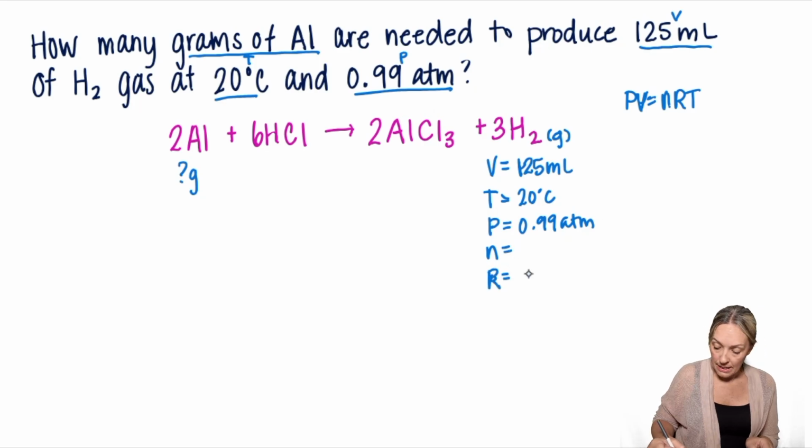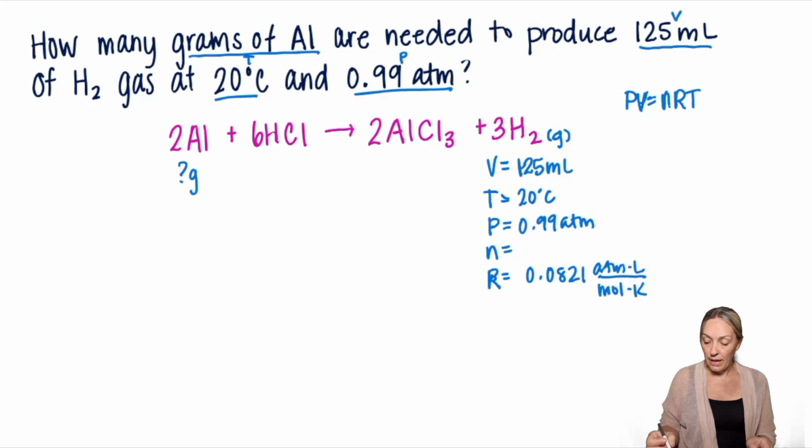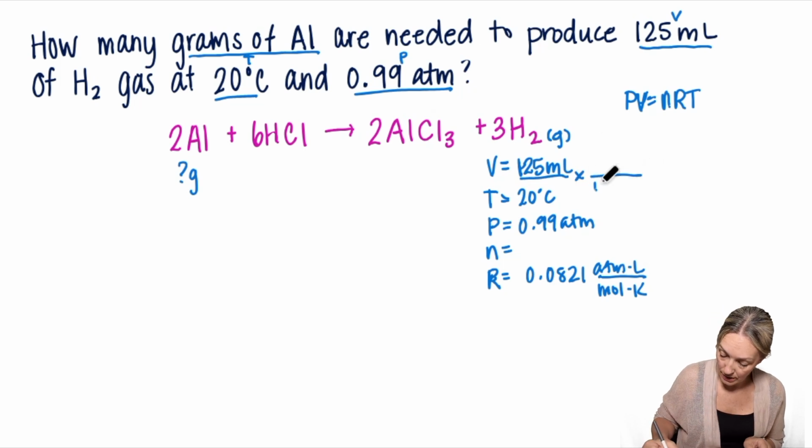I'm missing the n variable and the R variable. When we have atm, the R value will be 0.0821, and again, the units on this are atm liters over moles Kelvin, so I need to make sure that I have the rest of the units correct as well. Notice that here I have milliliters, not liters. That means I'm going to have to convert prior to using my equation. There are 1,000 milliliters in 1 liter, which means that this is equivalent to 0.125 liters.